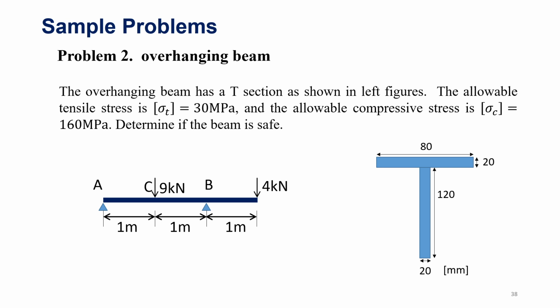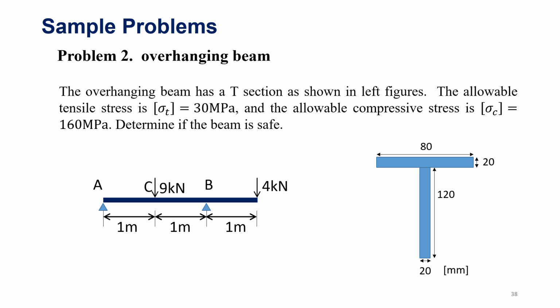Let me give you the last example. This is an overhanging beam with a T-section, shown in these figures. The allowable tensile stress for this beam is 30 megapascal, and the allowable compressive stress, sigma c, is 160 megapascal. The question is how to determine if the beam is safe.